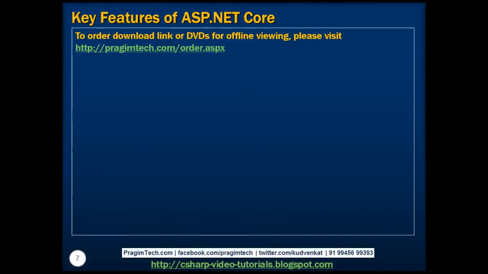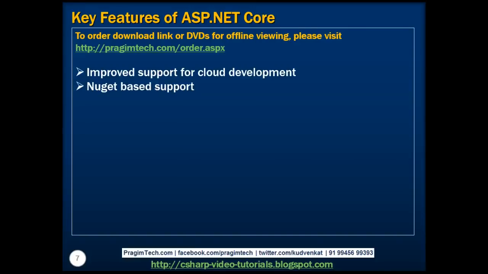Let's now take a look at the key features of ASP.NET Core. ASP.NET Core gives an improved support for cloud development, and it gives a greater facility with the NuGet based support. NuGet based approach supports easy updates on the packages, and whenever a new version of the package is released, it's easy to integrate or update the package. This gives a bigger edge on development cycle as there is no need to upgrade the whole framework of the application. Hence, we believe this is a very important feature of ASP.NET Core.